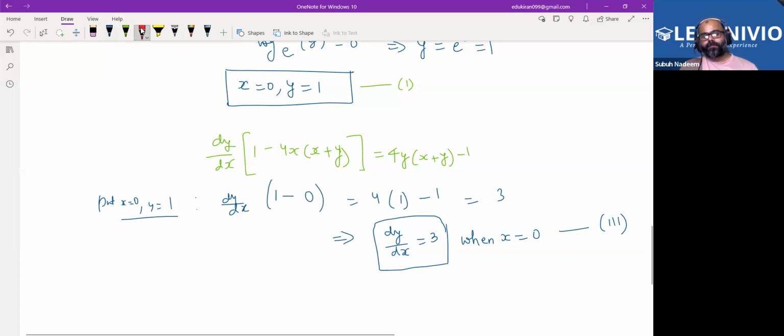Sir, here we cannot put only the value of x. No, because y is also present here. So that is why we found the value of y here. So that when we put the value of x, we can also put the value of y. It should be according to the value of x.